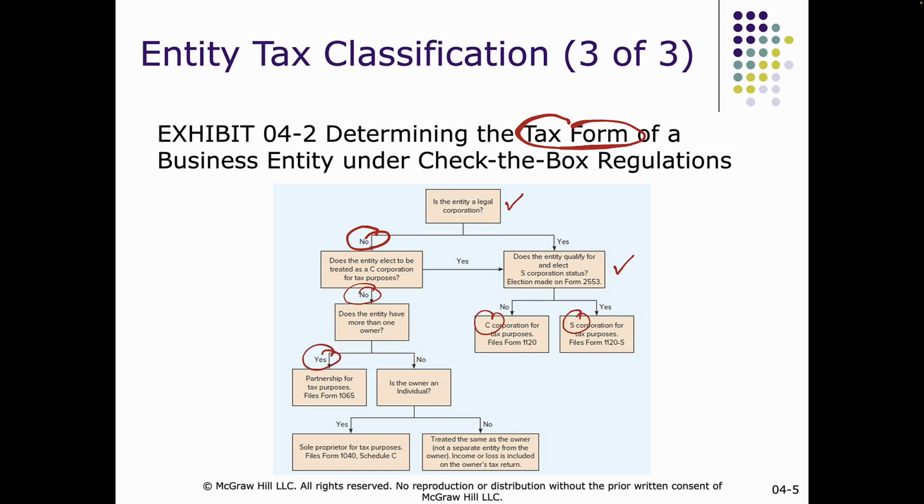If yes, then it would be treated as a partnership. If no, then it would be treated as an individual, as a sole proprietorship, and you would use the Form 1040. And if it is treated the same as the owner, not a separate entity from the owner, then the income or loss is included on the owner's tax return.